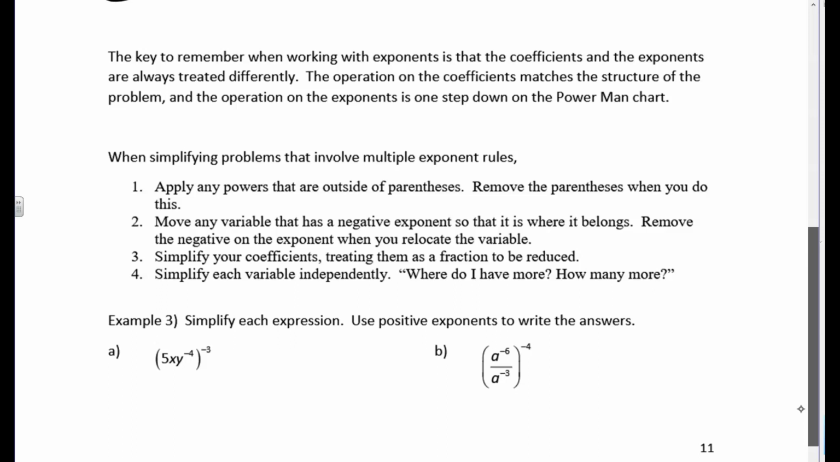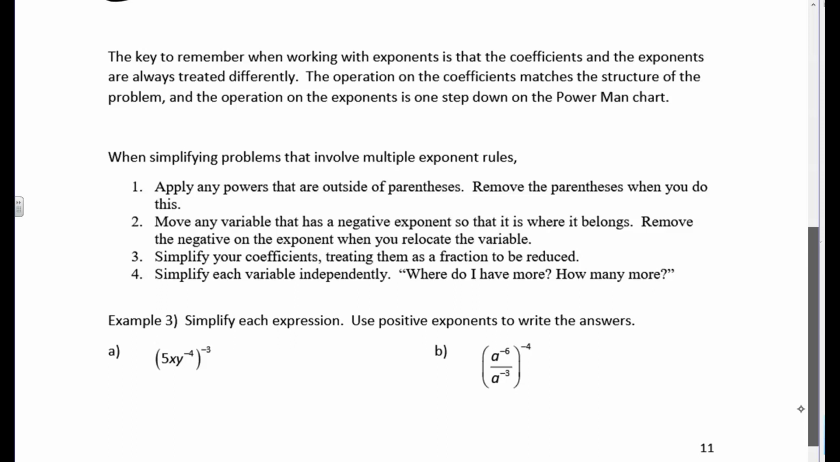Now let's talk about what happens if we've got a more complex situation. If we're working with exponents, the coefficients and the exponents are always treated differently. The operation on the coefficients matches the structure of the problem, and the operation on the exponent is one step down the PowerMan chart. So let's review the PowerMan chart.